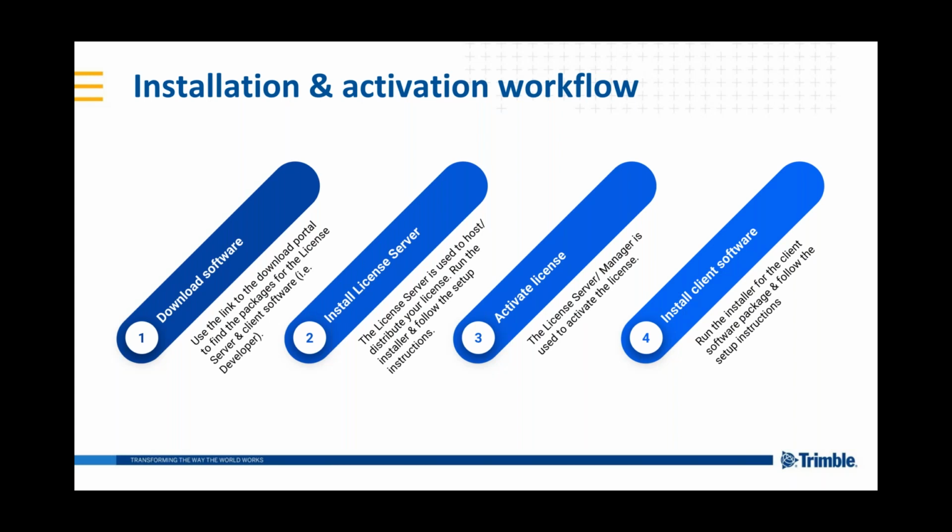And finally, once you've installed the license server, you've activated the license, then you can go ahead and install the client software. So that might be eCognition Developer, maybe it's our eCognition Oil Palm application. There are various packages depending on what you've purchased from us. And then you are ready to go. The client software will speak to the license server, and you can begin working with eCognition.